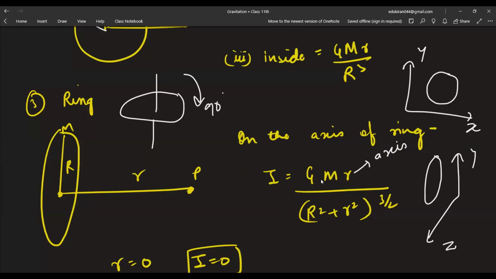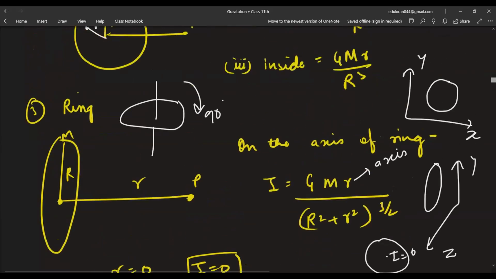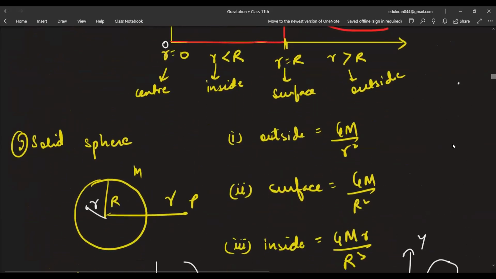Now see class, at the center of the ring, you know it is 0 because it's a symmetrical figure, a circle. You can check it from this formula also. As soon as you make small r as 0, at the center, this r is equal to 0, where I is equal to 0 means at the center. This is the center, so at that time I is equal to 0. Okay, write it till here first.